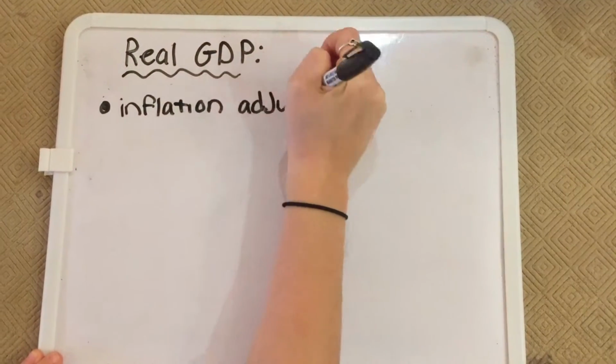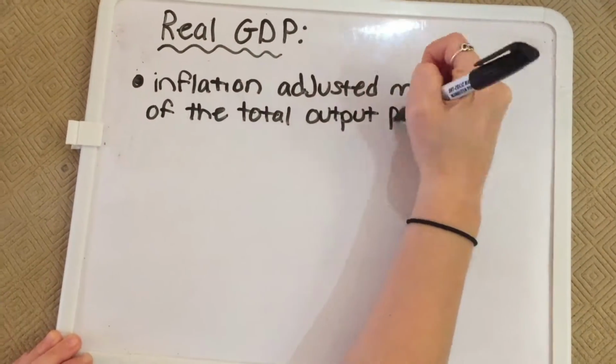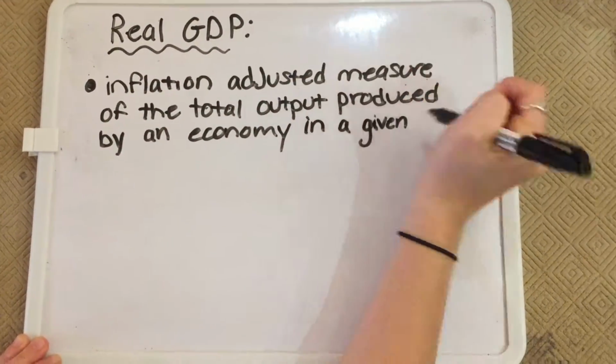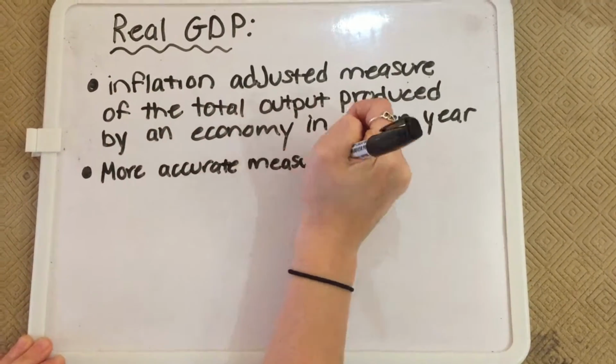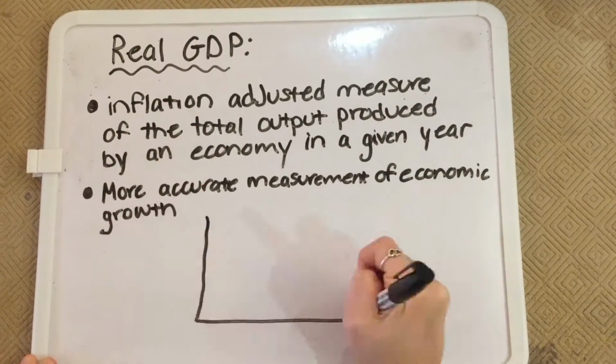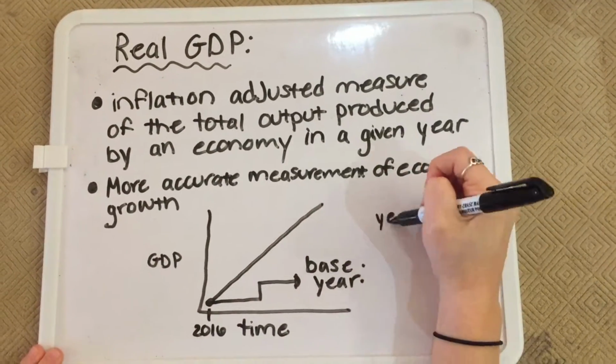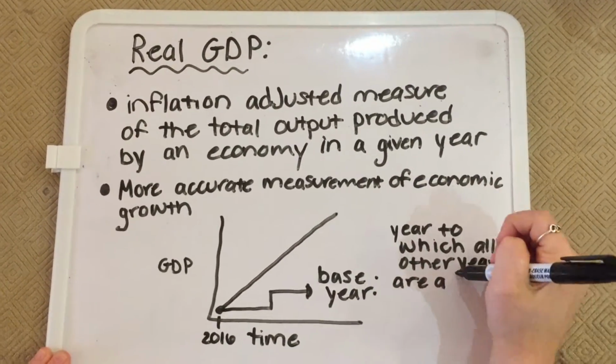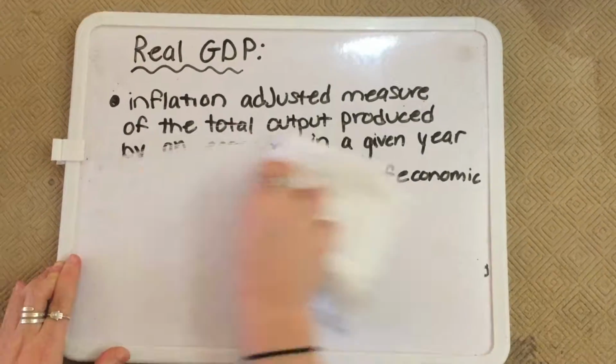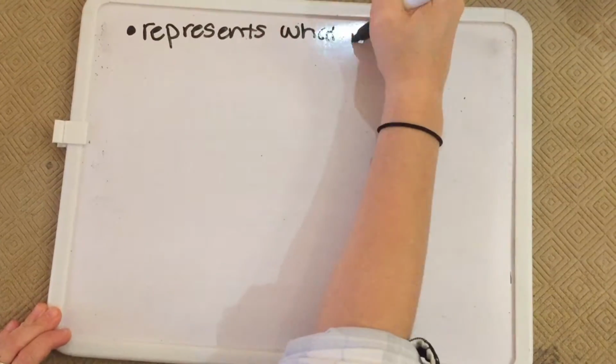Moving on to the types of GDP. The first type of GDP we are looking at is real GDP. So real GDP includes an inflation-adjusted measure of the total output produced by an economy in a given year. This can account for changes in price level, and it is a more accurate measurement of economic growth. Real GDP is based on pure production free from currency fluctuations.